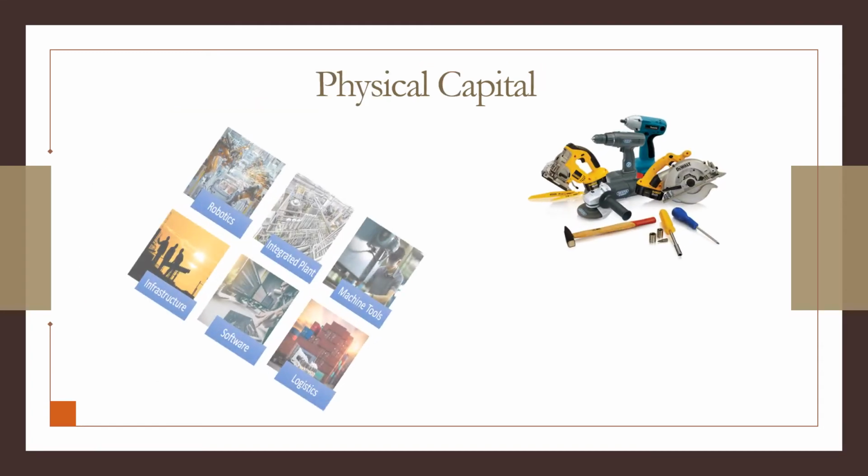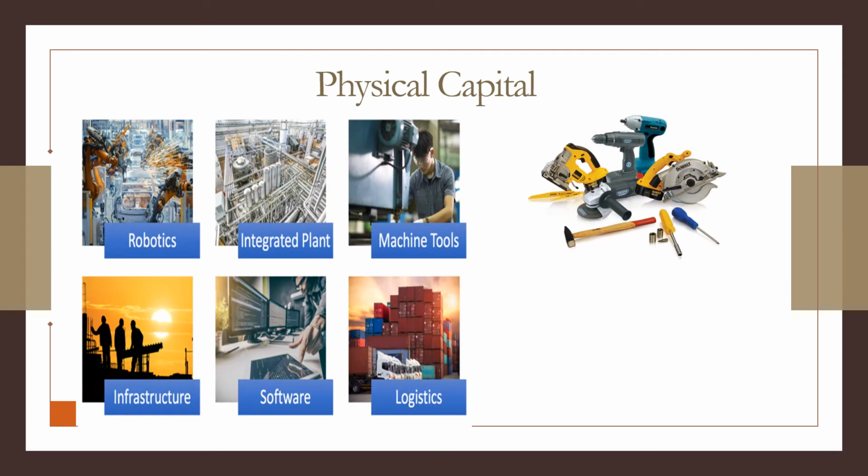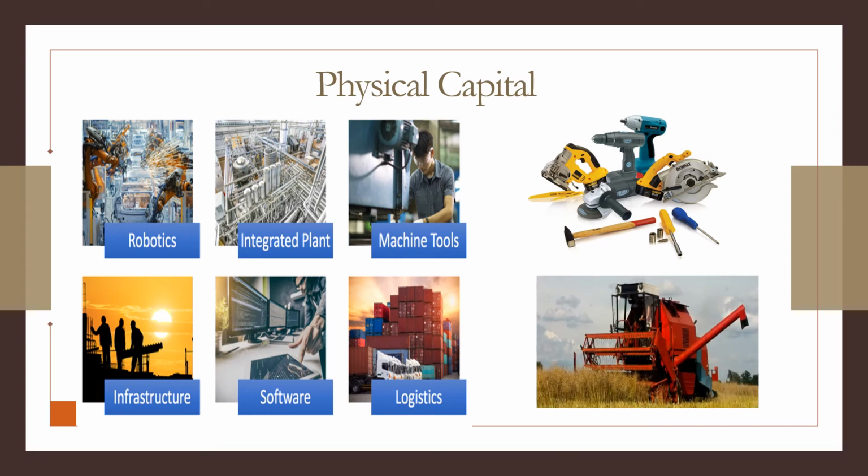Here we have some examples of physical capital. You have the machinery that is used to produce other goods like vehicles and so on. You have integrated plants, factory buildings, sheds, machines, tools and equipment, infrastructure that is used to build and produce, computer hardware and software, logistics, all that is used in the industrial sector, as well as all the machinery like tractors, harvesters that are used in the agricultural sector would form a part of the physical capital.